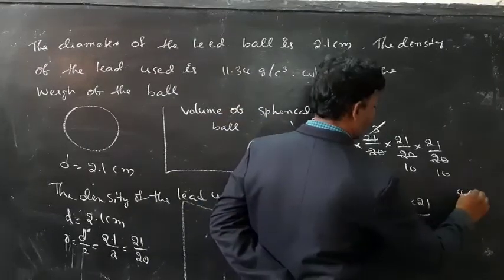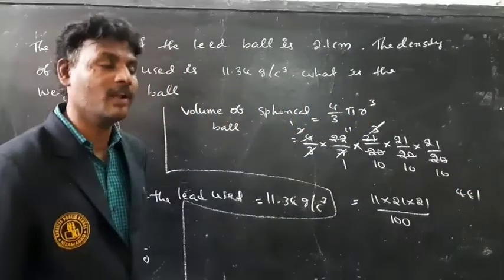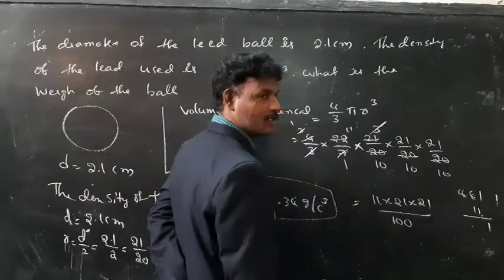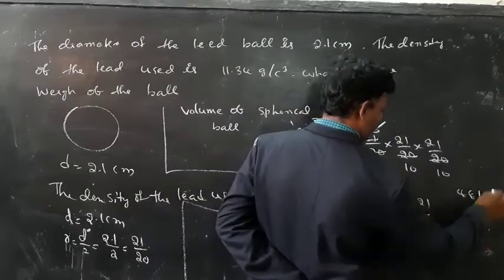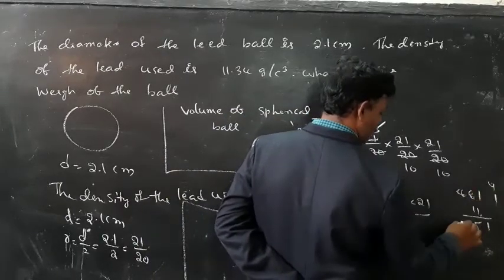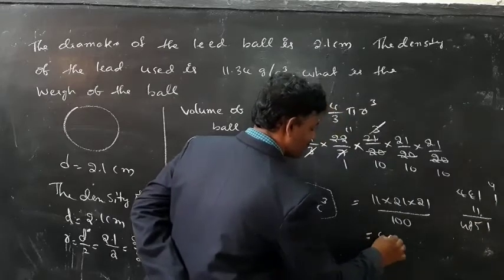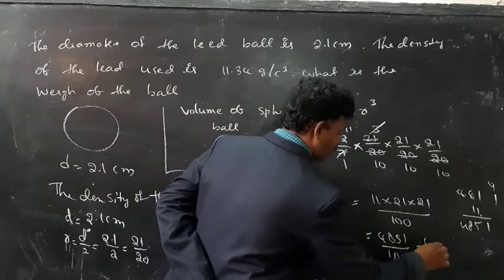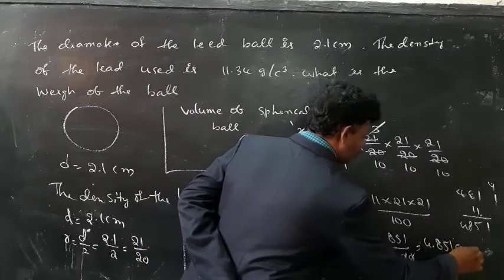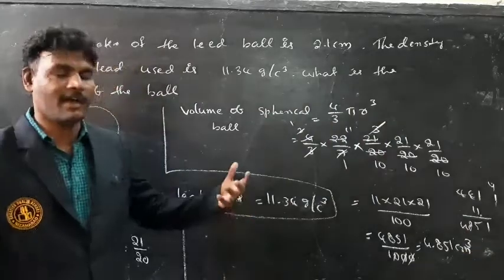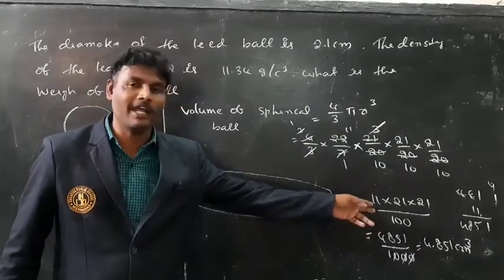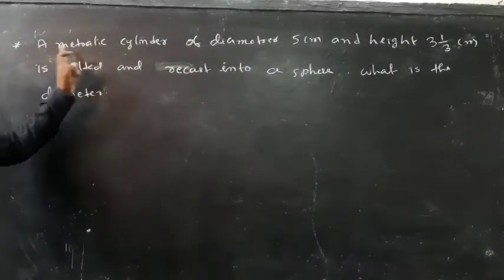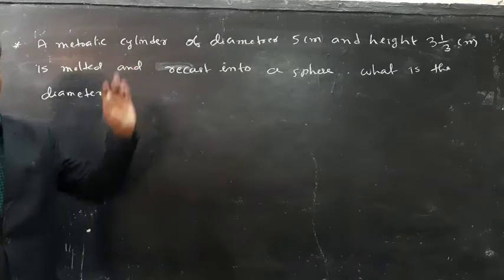21 into 21 is 441. 441 into 11: 11 ones are 11, 11 fours are 44, 44 plus 1 is 45, 11 fours are 44 plus 4 is 48. So it is 4851 by 1000, which is nothing but 4.851 centimeter cube. So what is the volume of the given spherical ball? 4.851 centimeter cube.